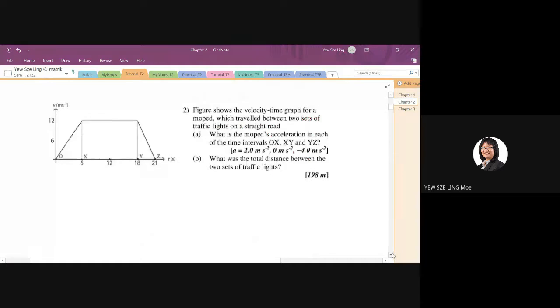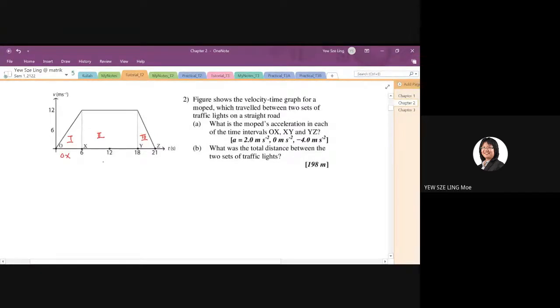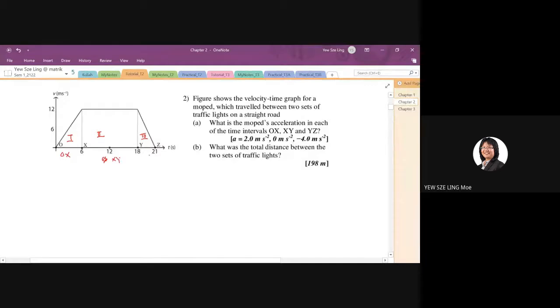Alright, now the second question. The figure shows the velocity time graph for a moped, which travels between two sets of traffic lights on a straight road. What is the moped's acceleration in each of the time intervals? Now it asks you to split the graph into 3 zones: Zone 1, Zone 2, and Zone 3. Or to be more precise, this is your OX zone, this is your XY zone, and this is your YZ zone.